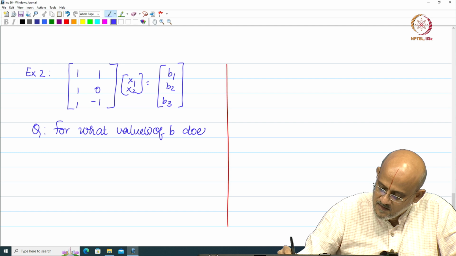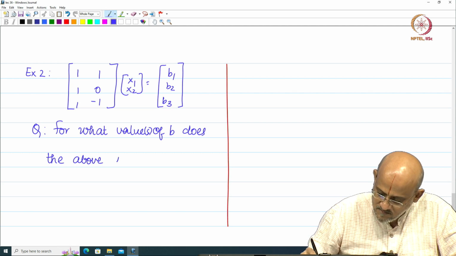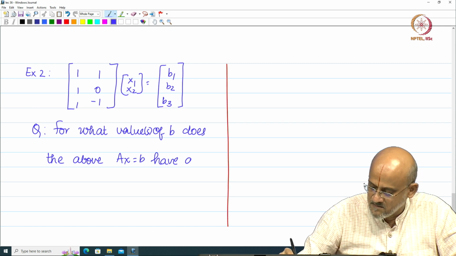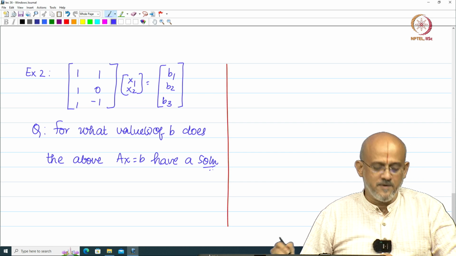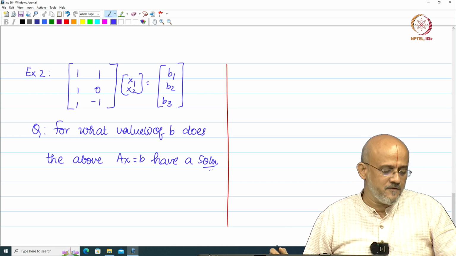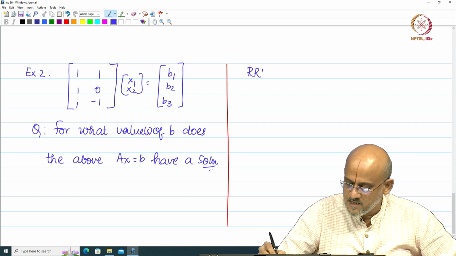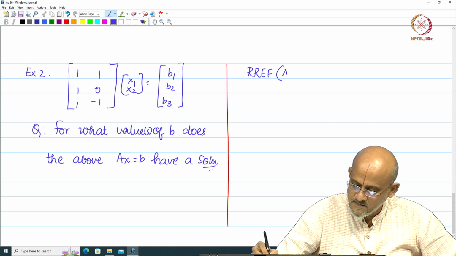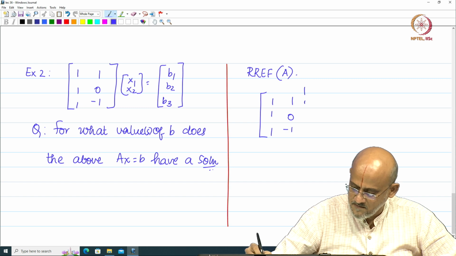Thus the above Ax equal to B has a solution. This is what we are going to look at. So let us do the same thing that we did before. Let us get to the RREF for this. So we have the row reduced echelon form for A. Let us look at that. So let us augment this matrix with that B, B1, B2, B3.